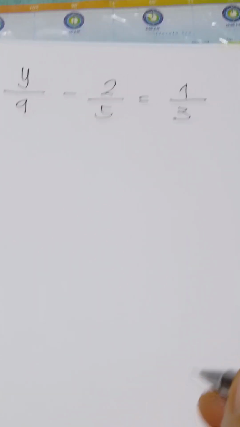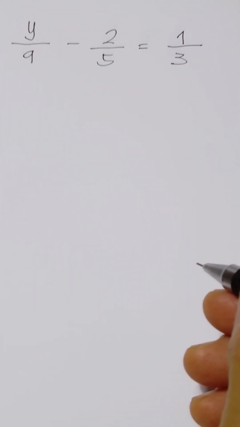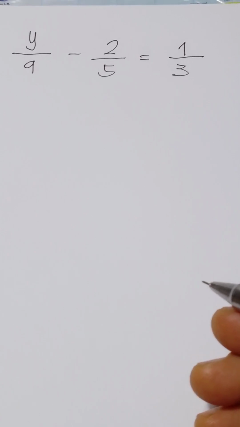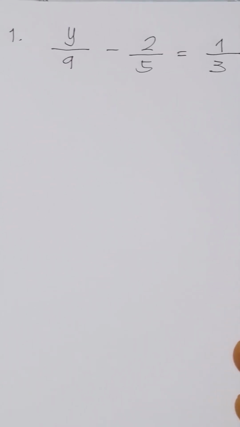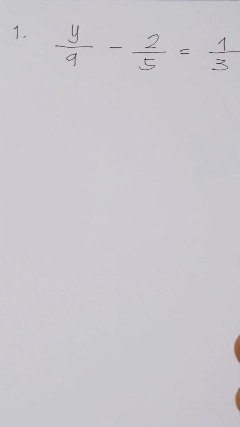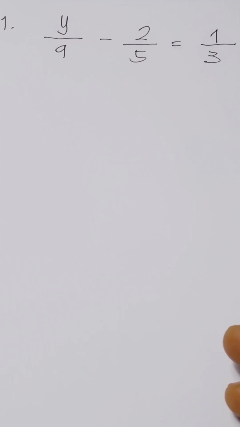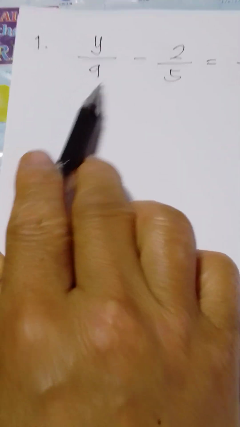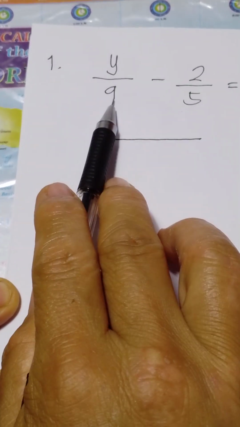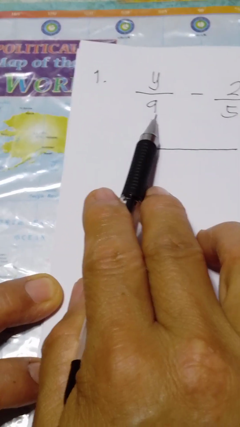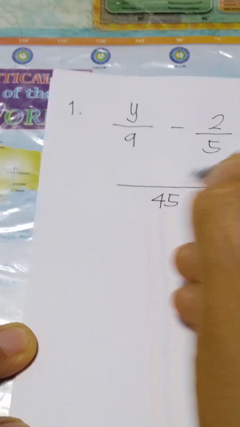My maths topic today is about equations involving rational expressions. I have here number 1, y over 9 minus 2 over 5 is equal to 1 over 3. Now I have here 9 and 5, so I have to find the LCD between 9 and 5. To find the LCD, I just multiply 9 by 5, so that will be equal to 45.